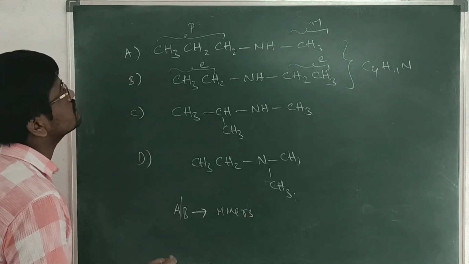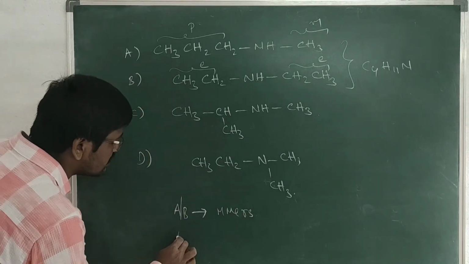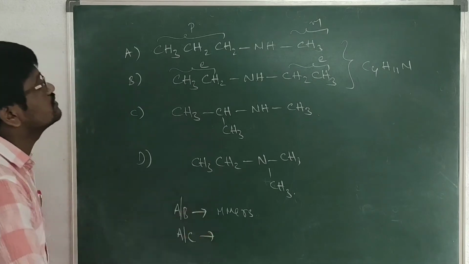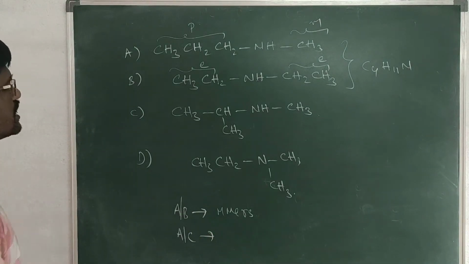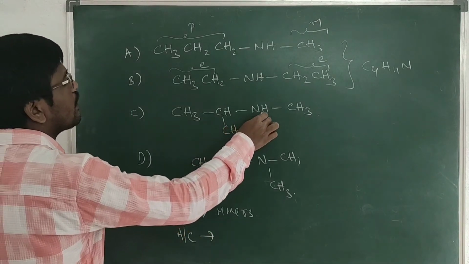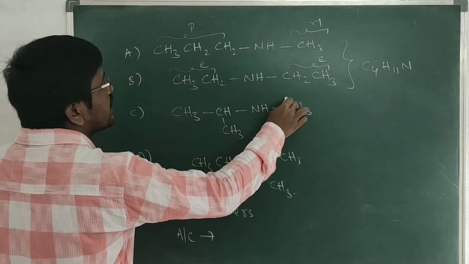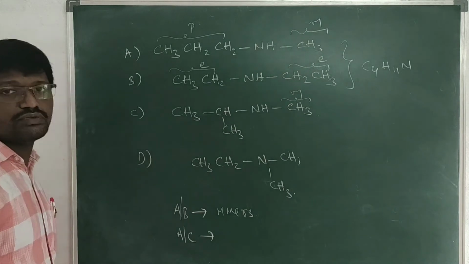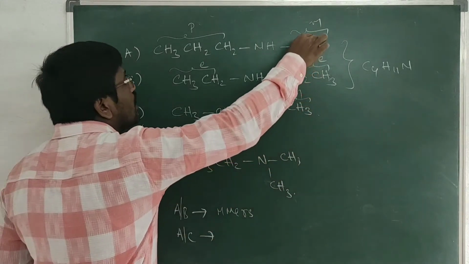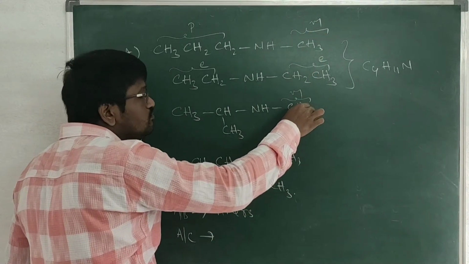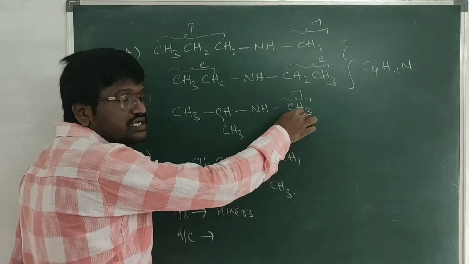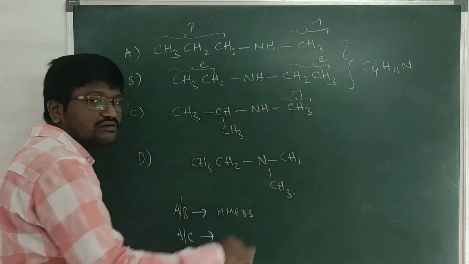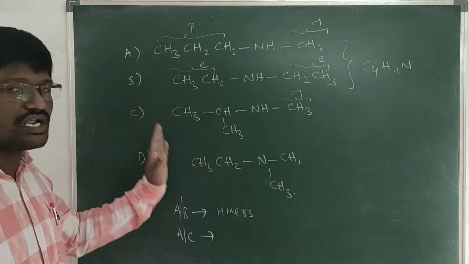If you consider A and C, here the right side is methyl. In this compound also the right side is methyl. So here the alkyl groups are the same on one side. At least one side the alkyl groups are the same. So that's why these are not metamers.